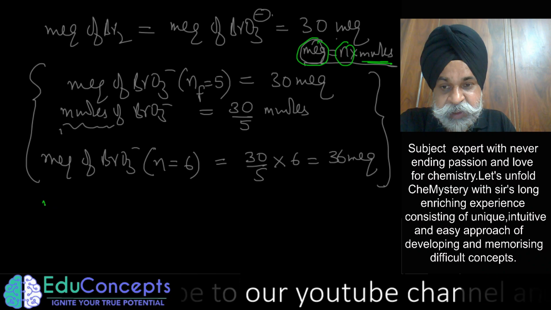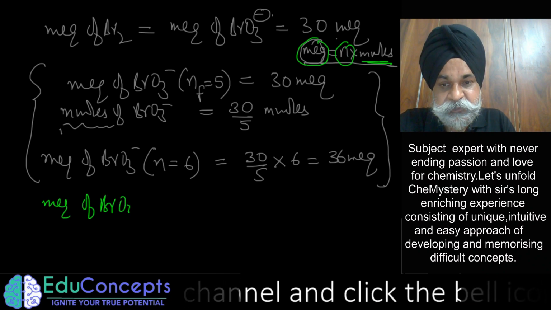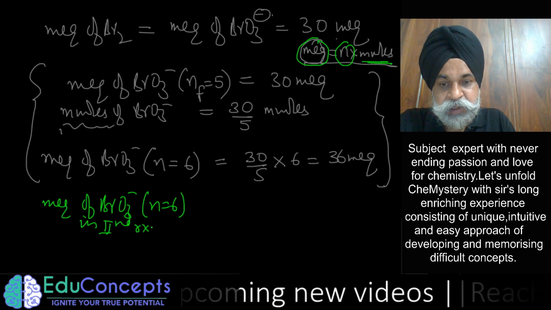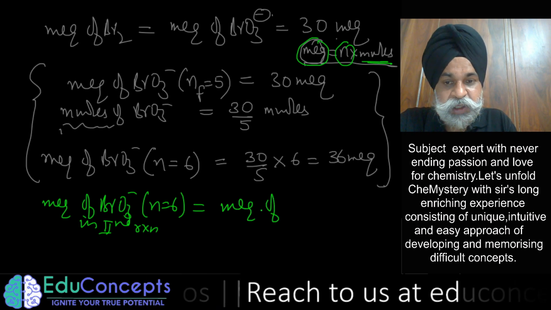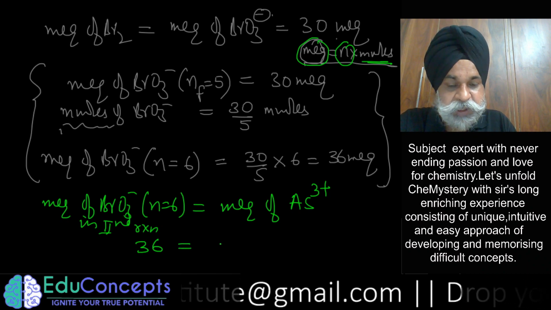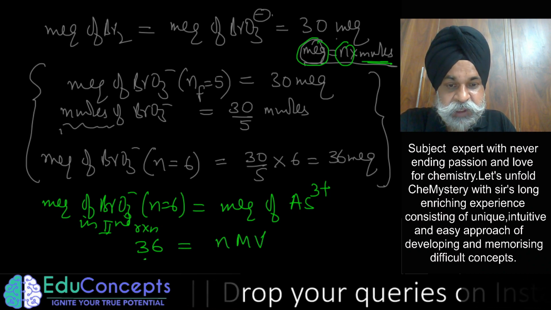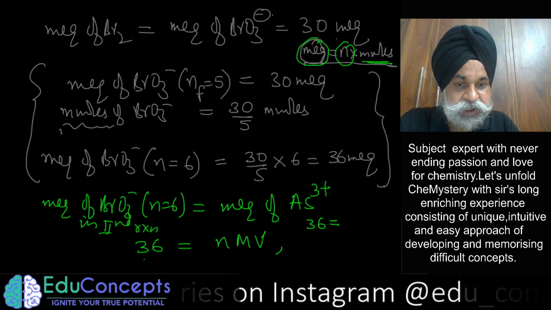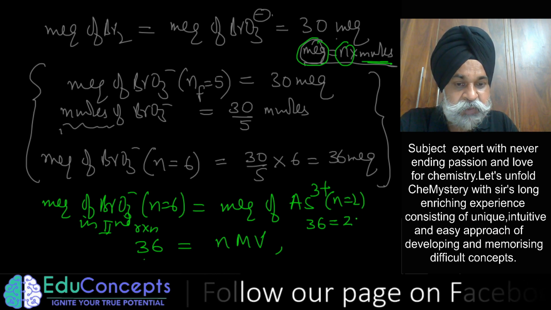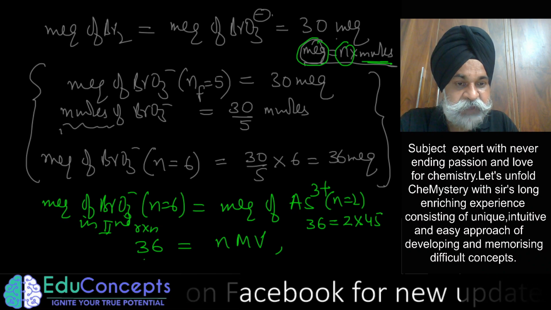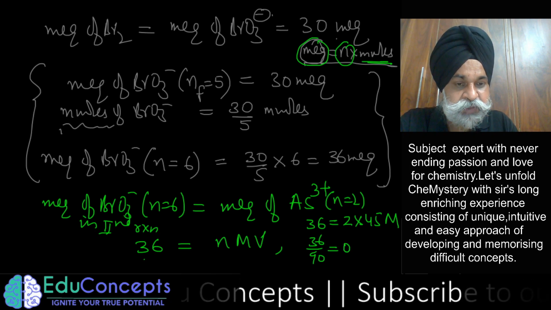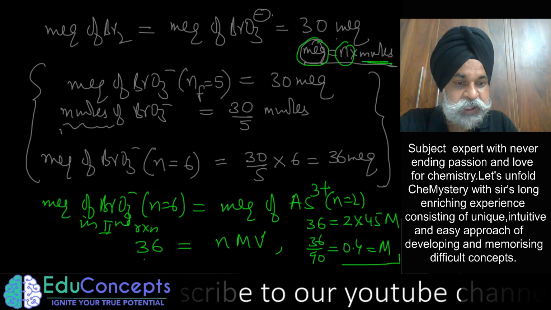Now it is quite easy. The milliequivalents of BrO3 negative of n factor 6 in the second reaction must be equal to milliequivalents of As3 positive. So this 36 must be equal to NMV. So 36 is equal to, what was the n factor of this? The n factor of this was 2. And how much was its volume? Volume was 45, and you are interested to find the molarity. So it is 36 by 90, which is 0.4 molar. So again you get the same answer.